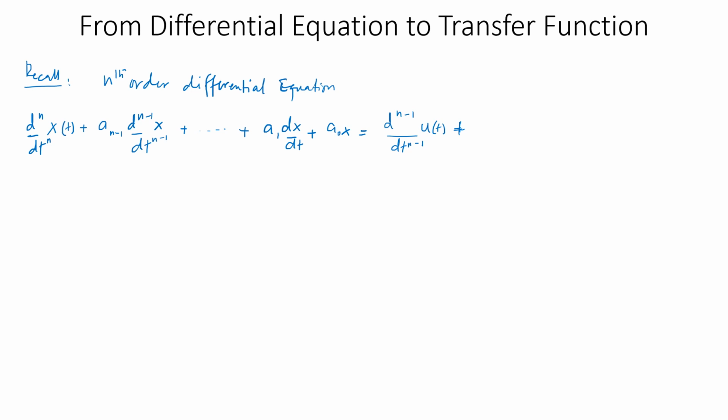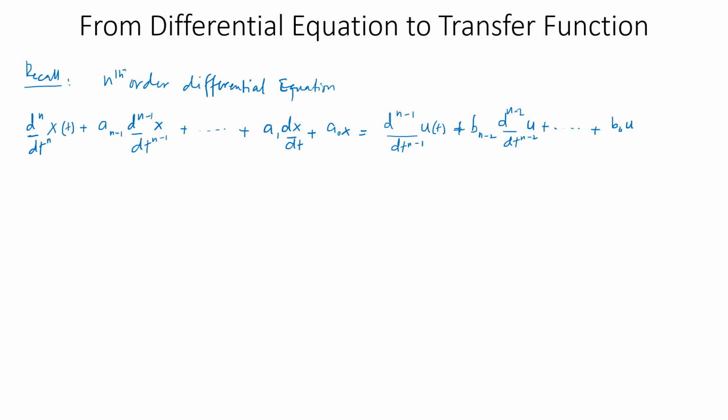with, let me use a different notation for these coefficients. Let it be b_{n-2}, to be consistent with the order of the derivative terms. So this is going to be d^{n-2} by dt^{n-2} of u, and then you keep on adding the other terms all the way to the last term, which is going to be b_0 u. Now in this particular arrangement, you can see that you have a left hand side which involves the states, and you have the right hand side which involves the input.